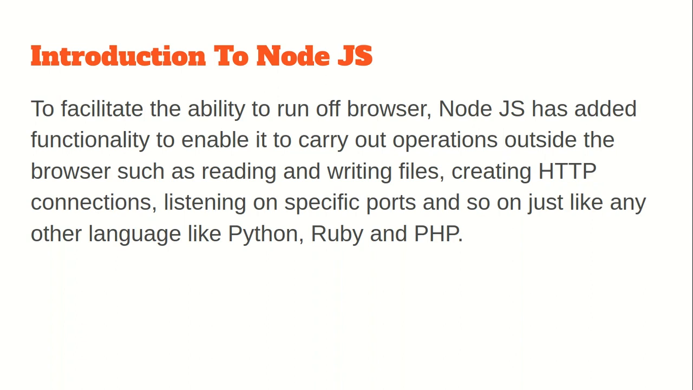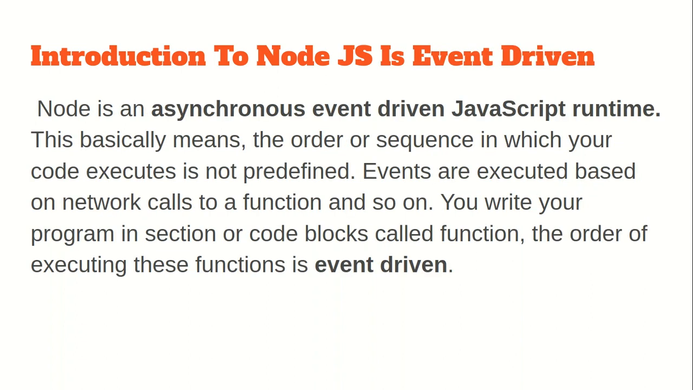Node.js has added functionality to enable it to carry out operations outside of the browser, such as reading files, writing to files, making HTTP connections, which help us to build web backend services, listening on specific ports, and so on, just like any other language like Python, Ruby, PHP, and ASP.NET. So this helps JavaScript to do things such as creating an HTTP connection, creating a server, listening to specific ports, writing to files, reading from files, interacting with the computer basically. That makes JavaScript more user friendly and more usable outside of the browser, and that's what Node.js came to solve. So let's go into an introduction to Node.js.